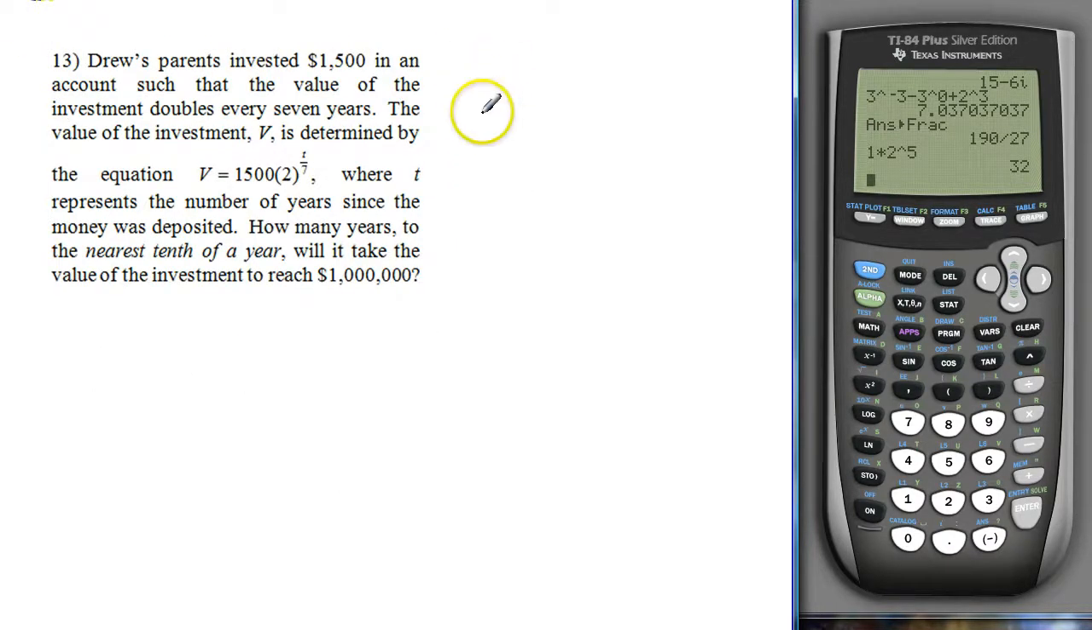All right. Drew's parents invest this money, so they give us the formula. So that's nice. I want to hit $1 million, so I'm going to set it up. 1 million equals 1,500 times 2 to the power t over 7. And this is a log question. We want to get this exponent down on the ground. We're going to use logarithms. So first off, divide by 1,500.